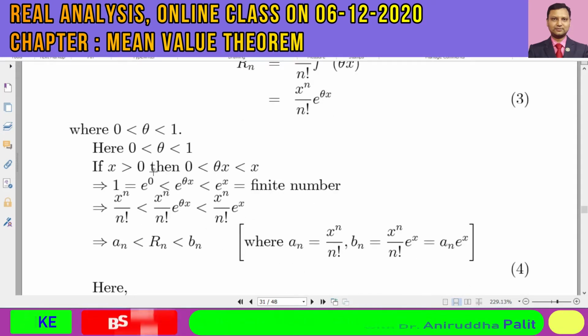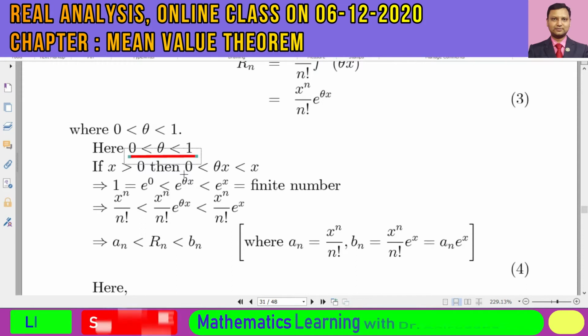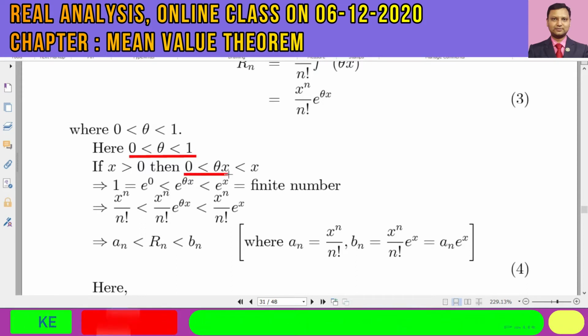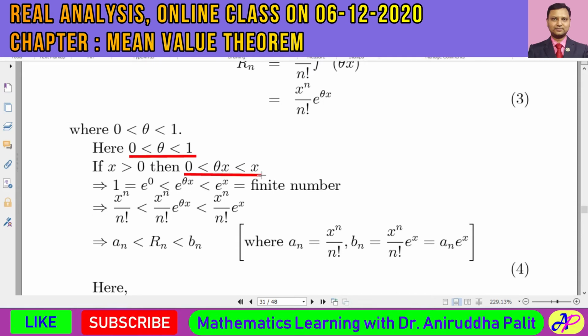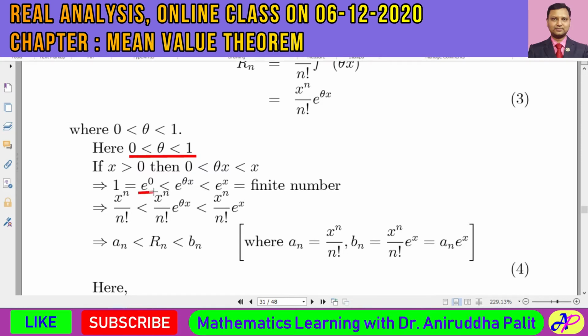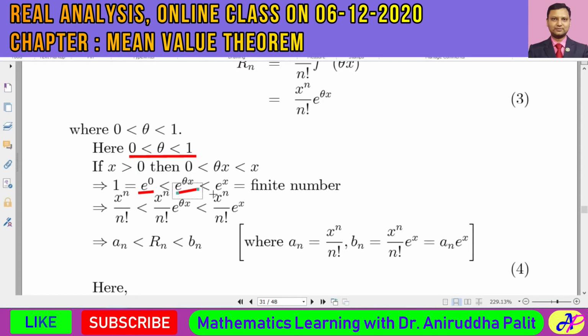Over here we are multiplying this inequality by x. Then what we shall have? We shall have this type of result: 0 less than theta x. The middle term would be theta x, and the right hand side would be x. So 0 less than theta x less than x. And as a consequence, what we have, e to the power of 0, that should be less than e to the power of theta x, and that should be less than e to the power of x.